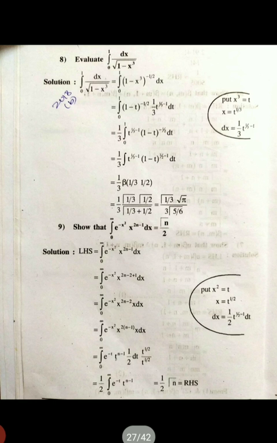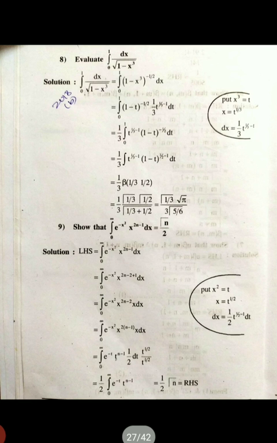That's why I'm taking x cube as t, because the definition of beta is in the form of x and 1 minus x. Okay, x does not appear, but the 1 minus x form is there. That's why I'm taking x cube as t. Then what is the x power? x is equal to t raised to 1 by 3. Then differentiate to get dx: 1 by 3 as it is, t raised to 1 by 3 minus 1.